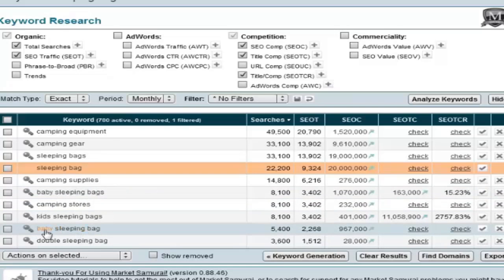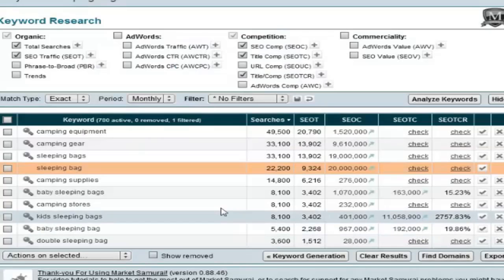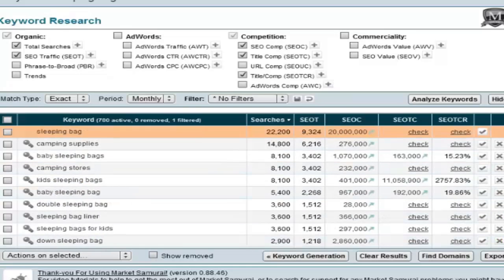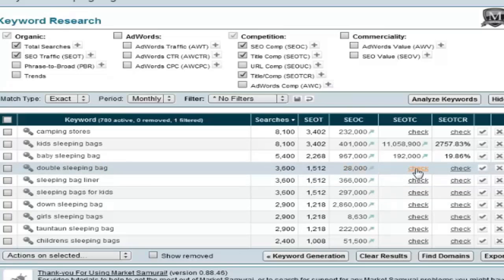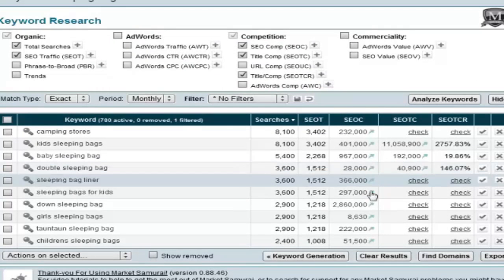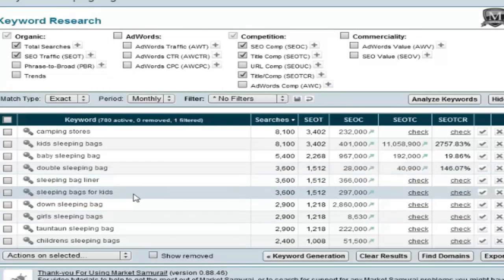We have baby sleeping bag, so that has no plural on it. Let me check that one. And that one's got a little more competition and less traffic. So again, baby sleeping bags is still looking like a pretty good one. Let's keep looking. We have a double sleeping bag. Very low amount of competition, and only 40,000 websites are using that. So another very good one. Let's keep looking here.